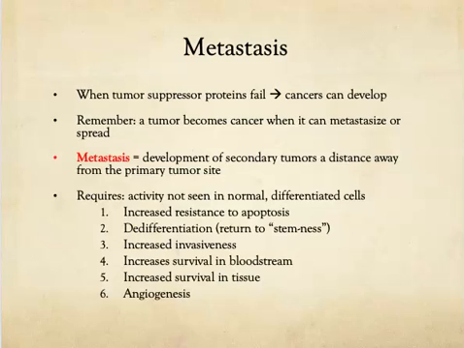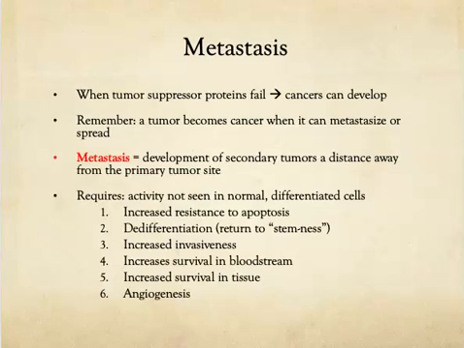Remember, we said a tumor becomes a cancer when it has the ability to spread, when it has the ability to metastasize. All metastasis is the development of secondary tumors at sites other than the site where the primary tumor developed. That's what metastasis is. It's spread.